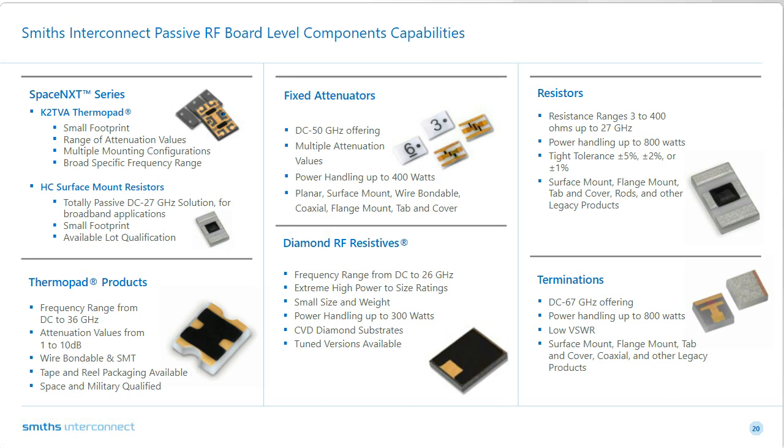Our diamond components offer the ultimate power to size rating with reduced footprints to save space in all applications. These products have power ratings up to 300 watts with a wide frequency range. Our resistors and terminations series use robust materials and manufacturing processes to produce economical solutions with short lead times for program and scheduling needs.